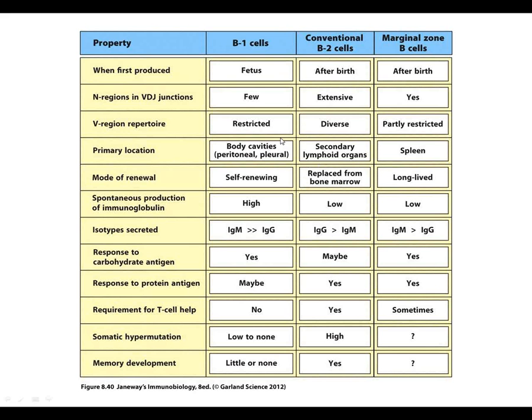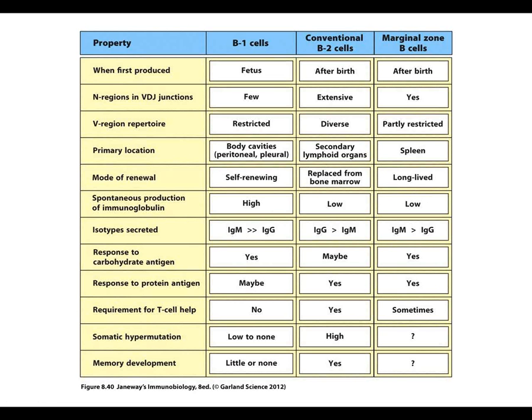The B1 cells or B2 cells are found in the body cavities like peritoneum, pleural, secondary lymphoid organs. Oh, I'm sorry, B2s are conventional B2. B1 are the ones that are not very diverse, and marginal zones are not very diverse. They mostly secrete IgM, which is called a natural antibody.